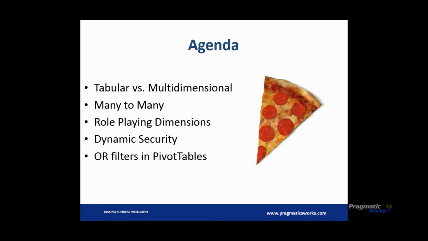Because Tabular isn't always the right choice, multidimensional isn't always the right choice, and there's a lot of situations where you may actually want to build one of each and give your users the option, based on the functionality they need at a particular time, to go to whichever of those models you have. So we'll talk a little bit about the feature differences between the two, and then we'll roll right into a couple of things that I'm going to show you the workarounds for in Tabular.